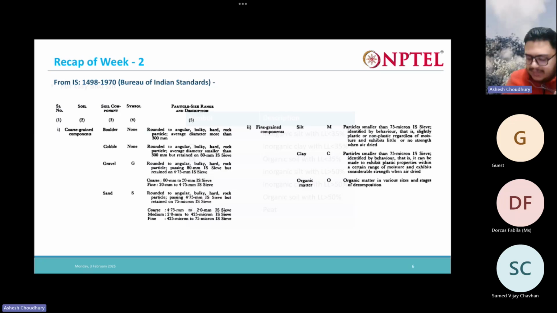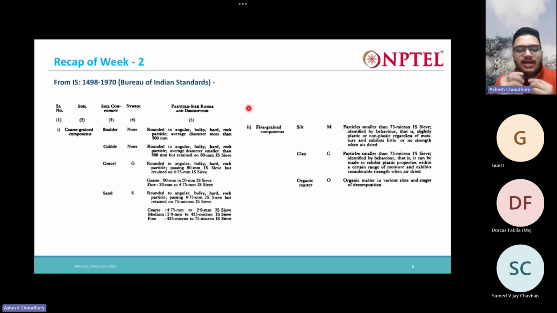Now, this is the screen grab from IS 1498. Here you can see that for each of the types of soil, the main symbols, the prefixes, are defined. When are you going to assign G for gravel? How are you going to quantify this? What is the thing that you have to measure so that you can call a particular type of soil gravel or sand or clay or silt? This is what is given here.